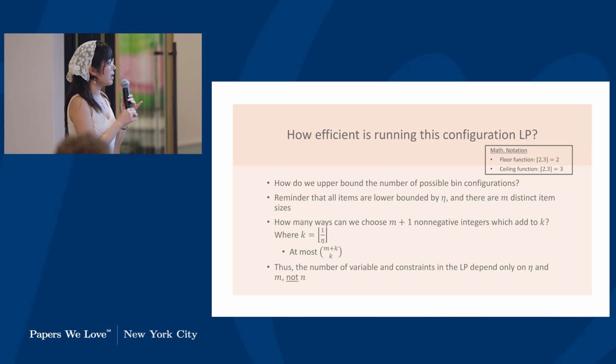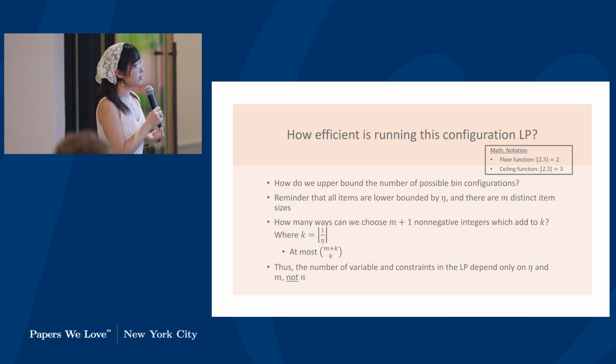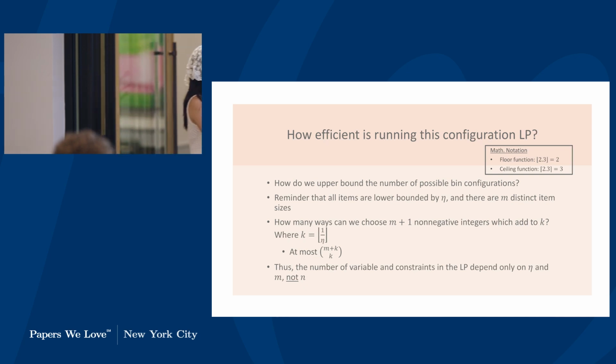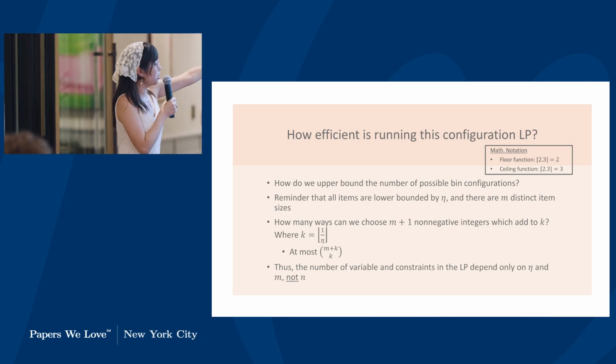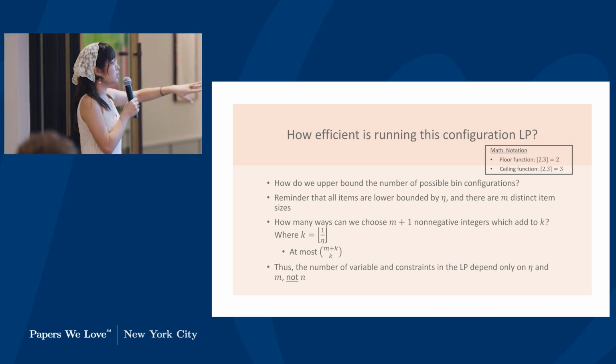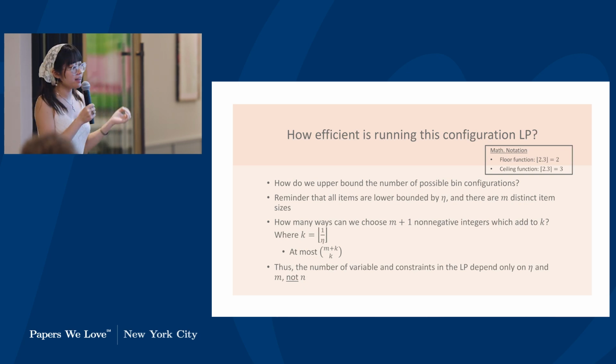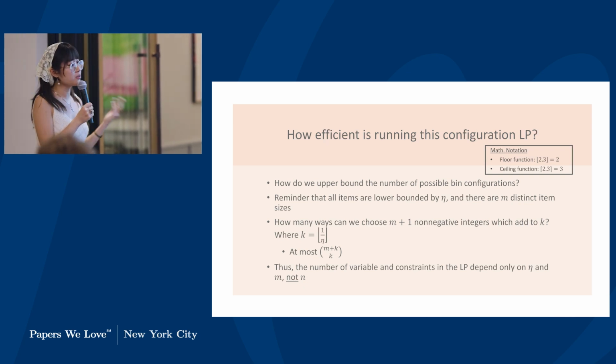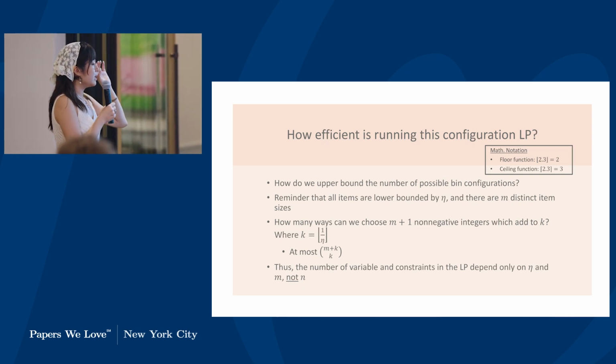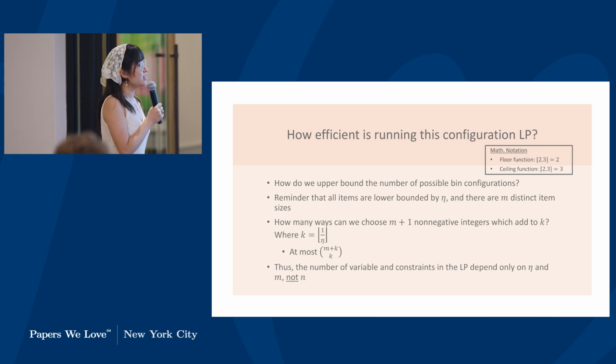So that's how you upper bound the number of constraints and variables in the linear program. And notice that in this bound, n does not appear. So the number of items does not appear. This bound only depends on eta and m. And remember, eta was the lower bound of item sizes. So it could be 2.2 or 0.4 and so on. And m is the number of distinct item sizes.